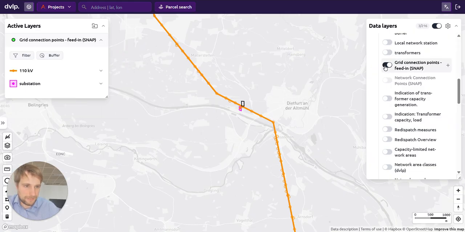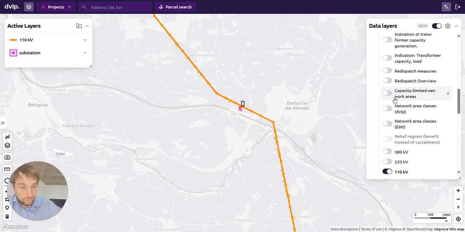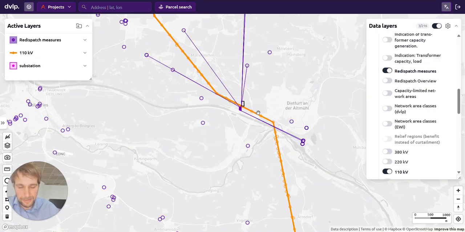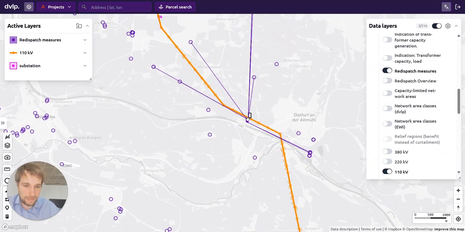So turning off SNAP, let's say another also quantitative data set pointing towards potential risks, rather connection risk, is the redispatch data. We have redispatch measures available both on a plant level, but also on a substation level, which is an indication for the cause of the redispatch measure, the cause of the bottleneck in this case.